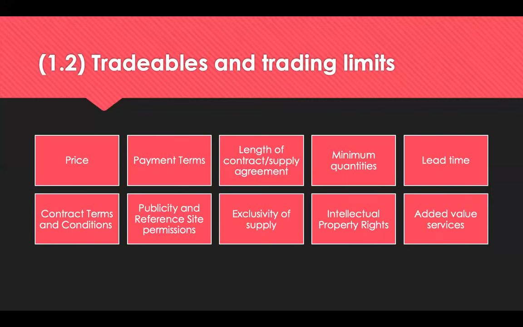So some examples of tradables include the price, payment terms, length of contract or agreement, minimum order quantities, lead times, the terms and conditions, publicity and reference site permissions, exclusivity of supply, intellectual property rights, as well as added value services.